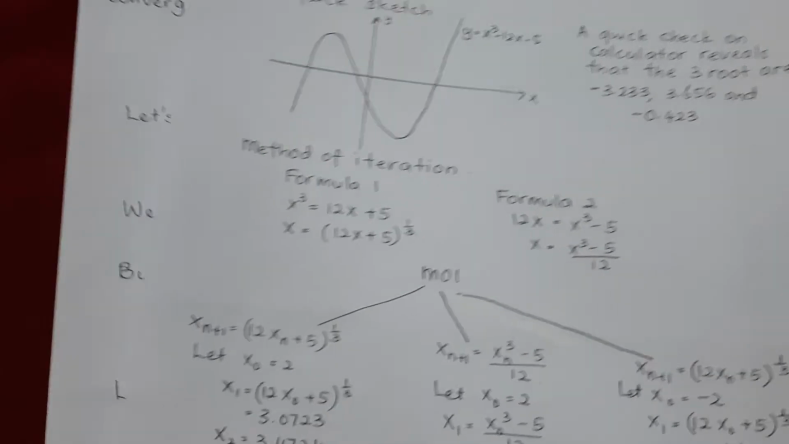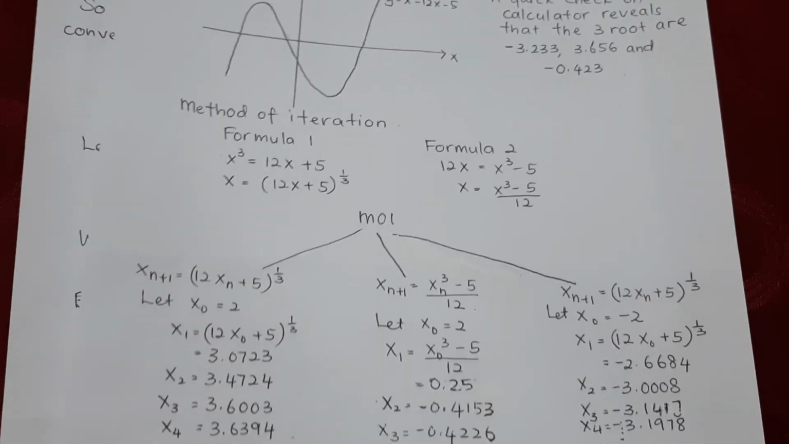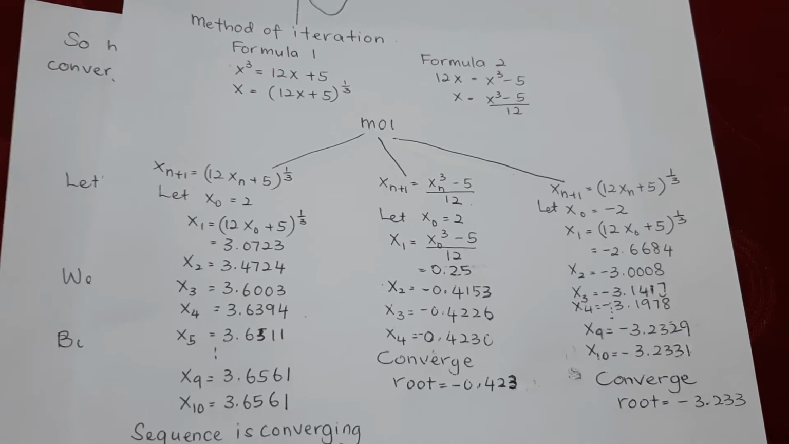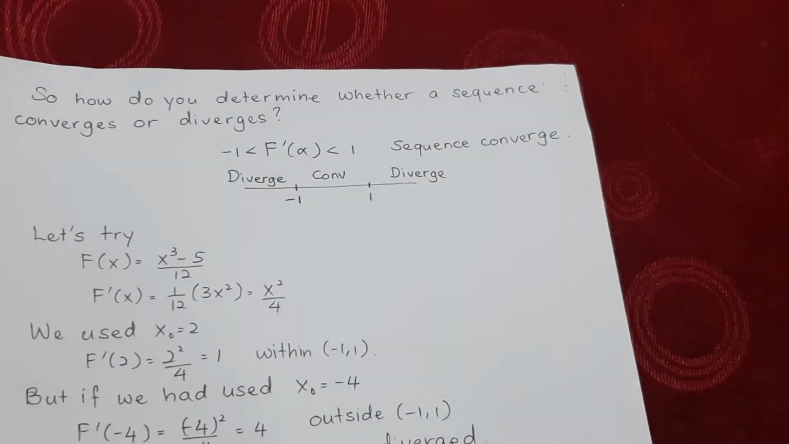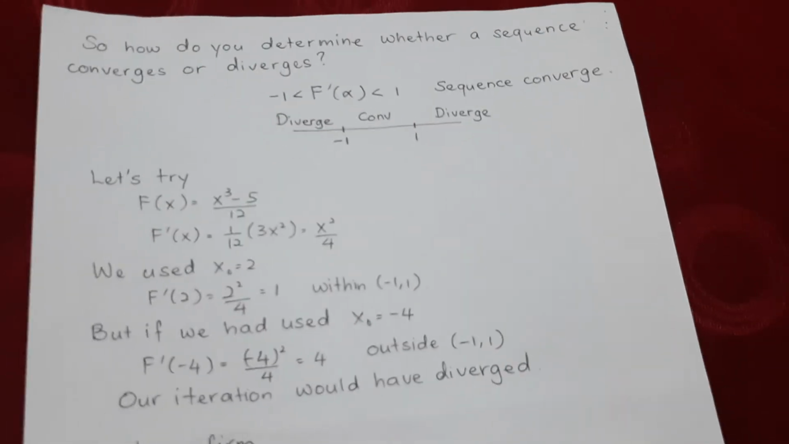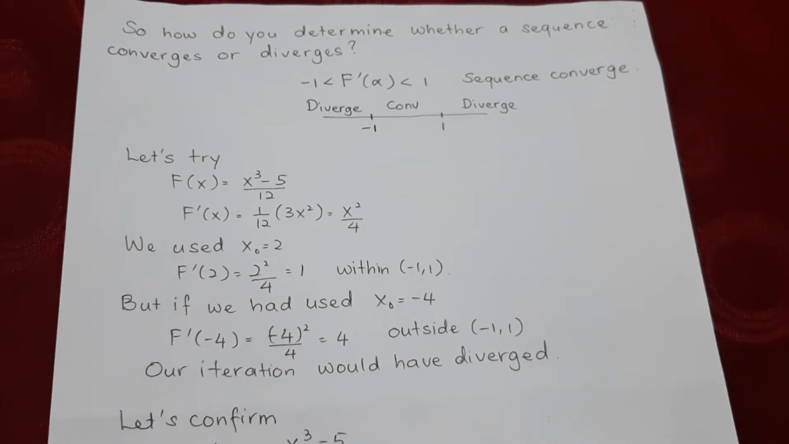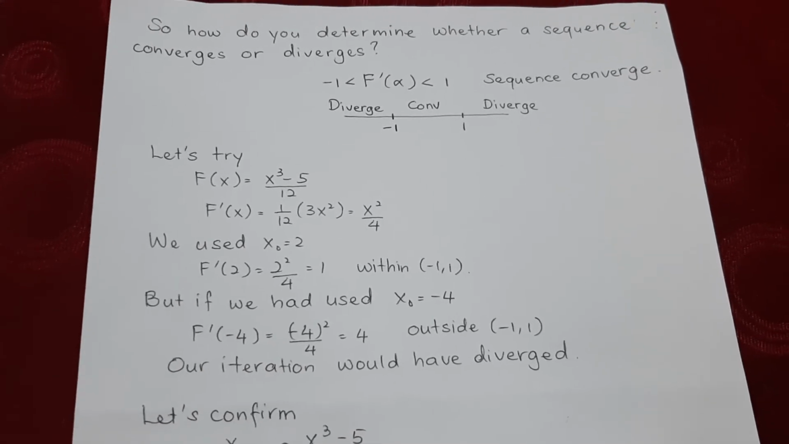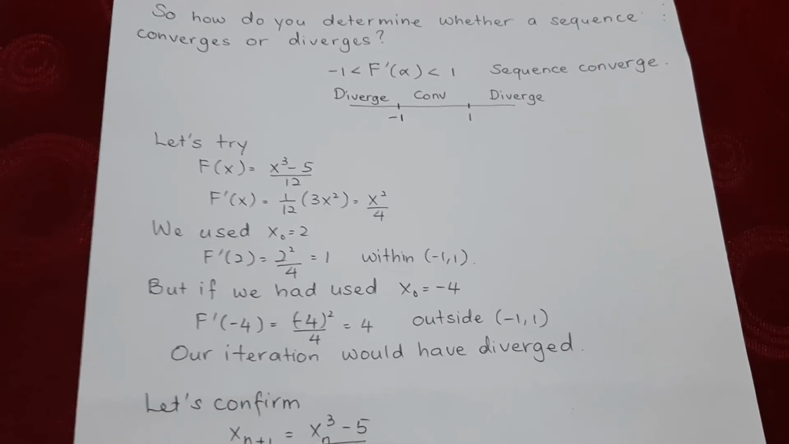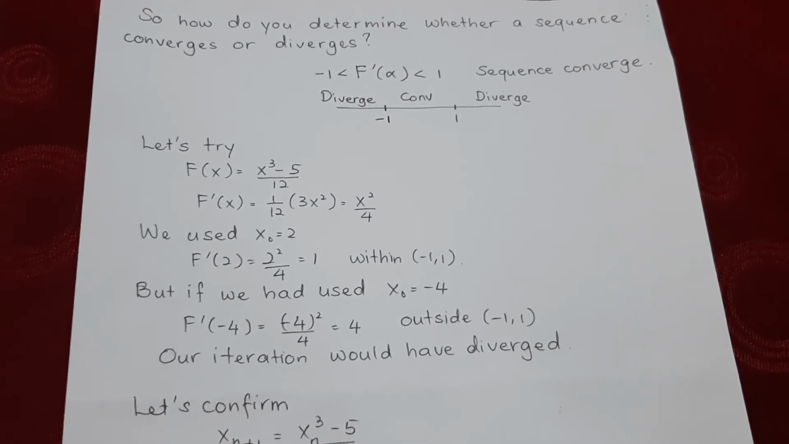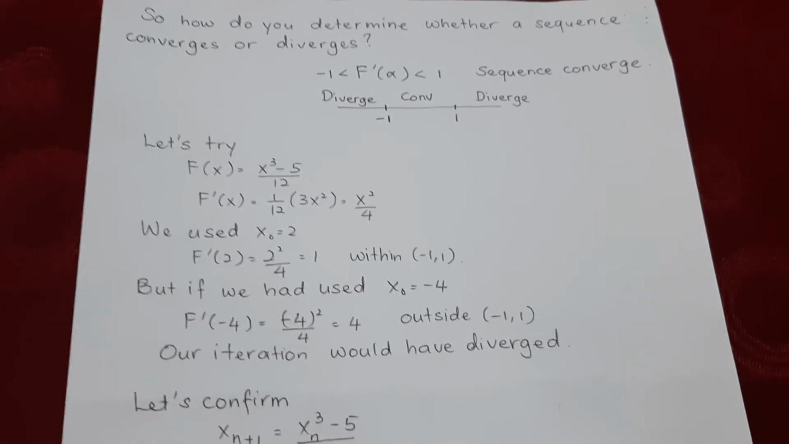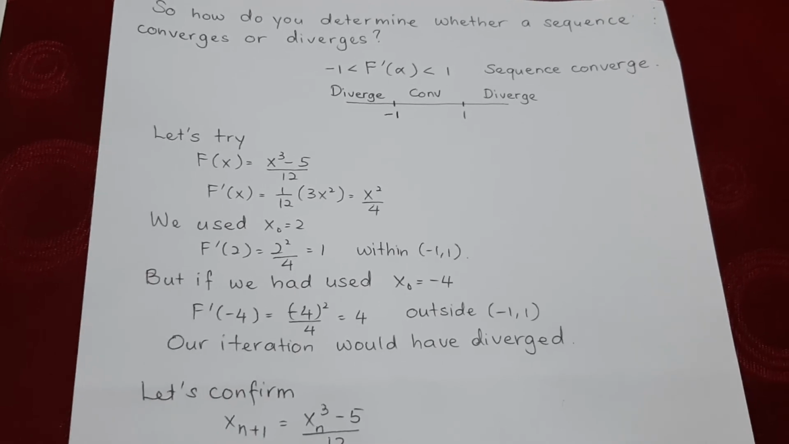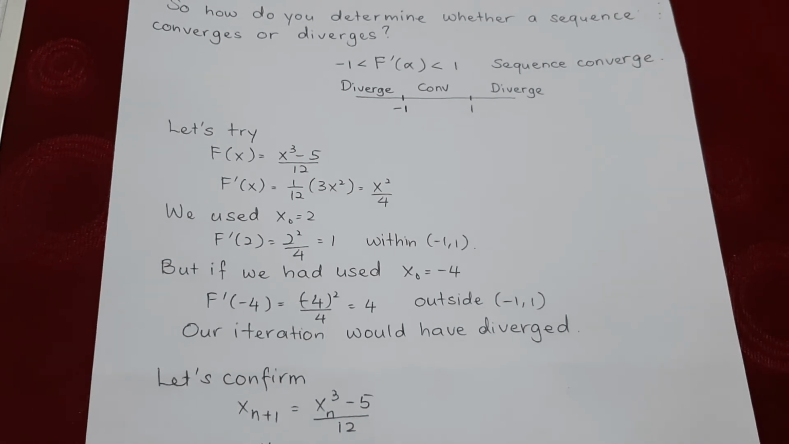Here, we had used x naught equals 2 and the value actually converges. But if we had used x naught as a value that's far off from 2, which is -4, f prime of -4 is 4, and 4 is outside the range of -1 and 1. Our iteration would have failed to converge.